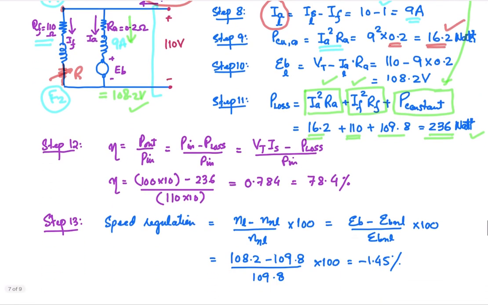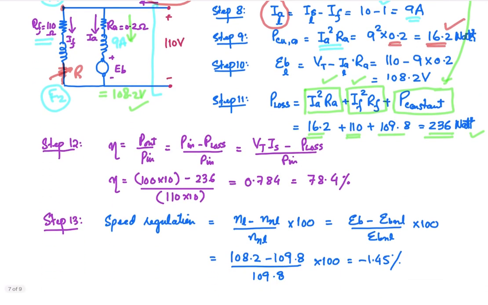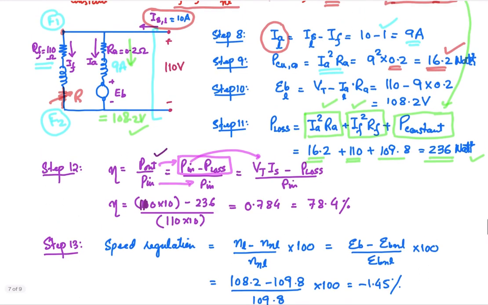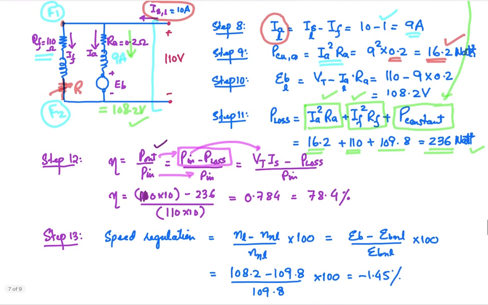Okay, so now to find out the input power, the efficiency is the output power over the input power. For that, the output power we can write as input power minus losses. If you subtract losses from the input, the rest is the output power. And similarly the input power is terminal voltage into supply current, right? Terminal voltage is 110 volt multiplied with supply current, that is 10 ampere.